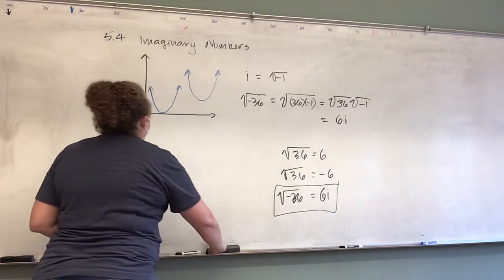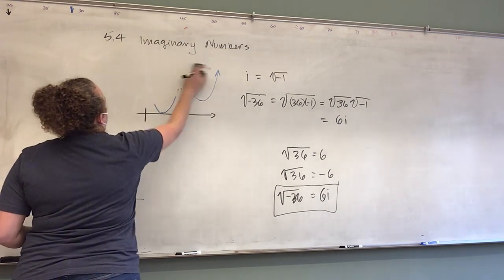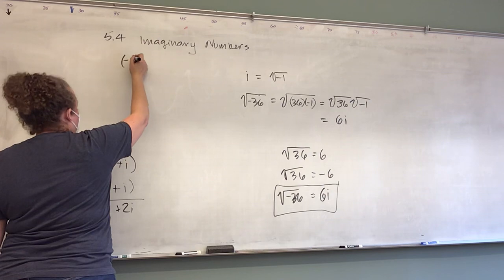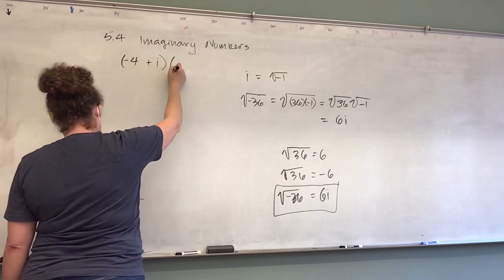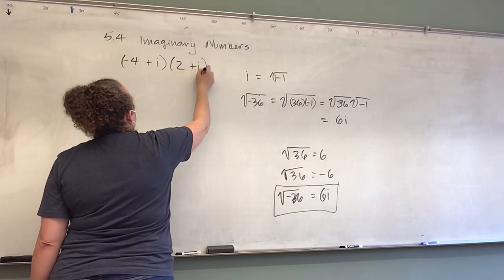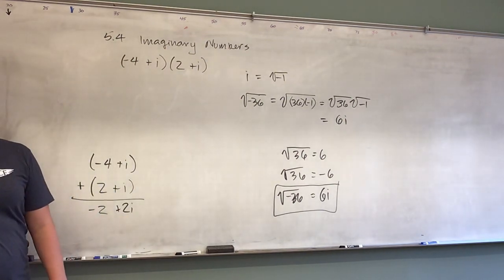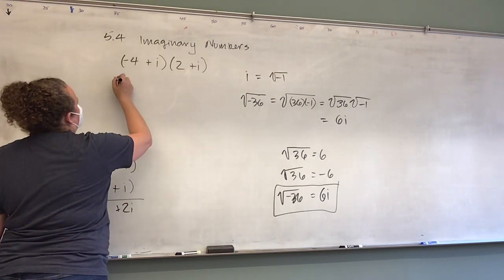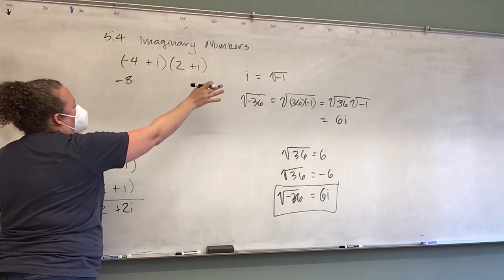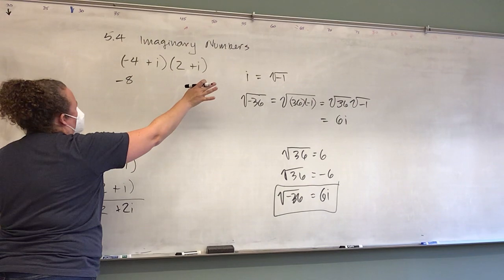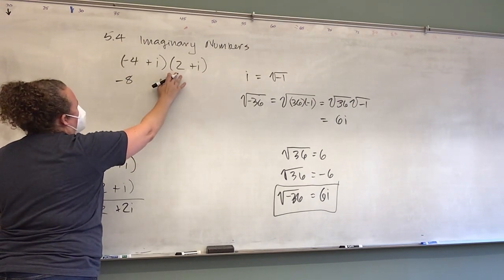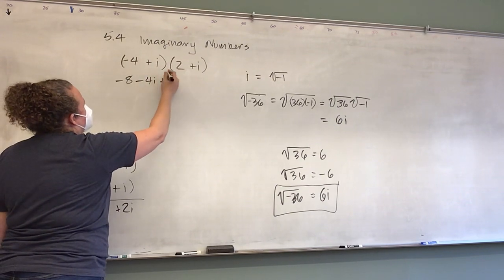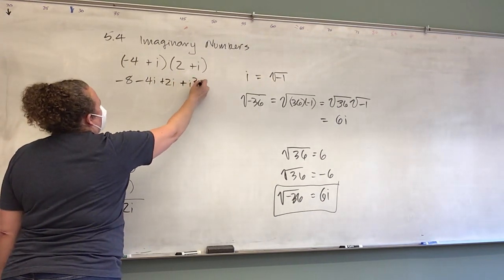If we multiply them, we basically do foiling. This is very similar to the factoring example that we did before. So we're going to get -8 minus 4i plus 2i plus i squared.